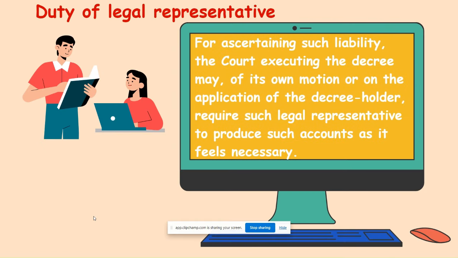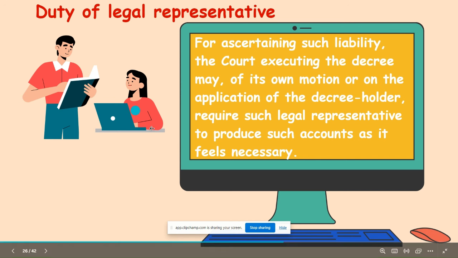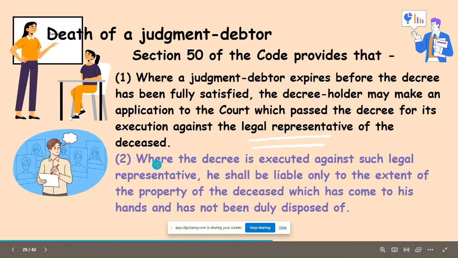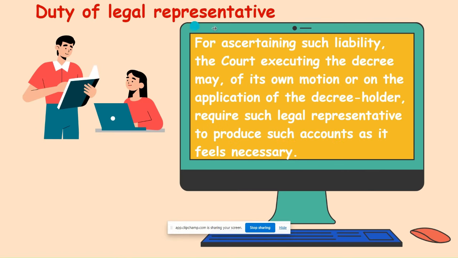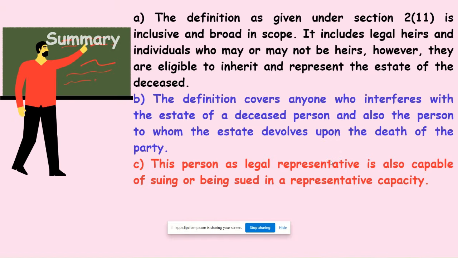This is the duty of the legal representative for ascertaining such a liability. What we have just discussed and understood here is that where the decree is executed, he shall be liable only to the extent of the property of the deceased. So far as his liability is concerned, for ascertaining such liability, the court executing the decree may, of its own motion or on the application of the decree holder, require such legal representative to produce such accounts as it feels necessary.